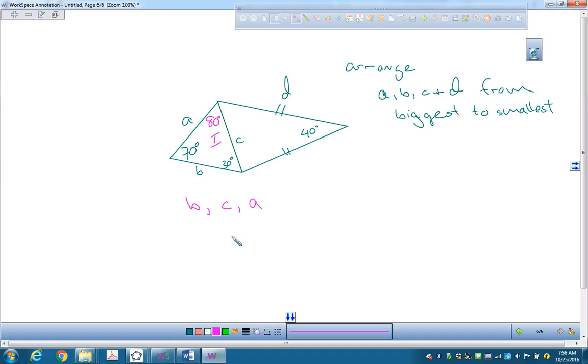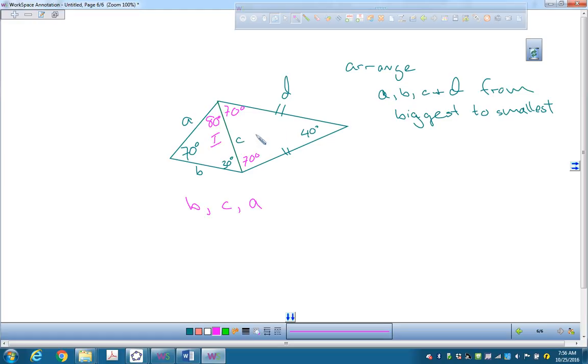But is D the same as C? D's 70. These both have to be what? 70 and 70. So D is bigger than A. But is D bigger than C? No, it's the same. No, it was 70.